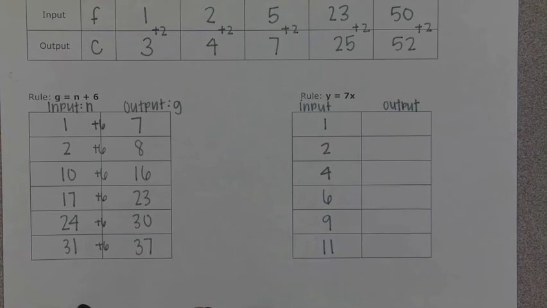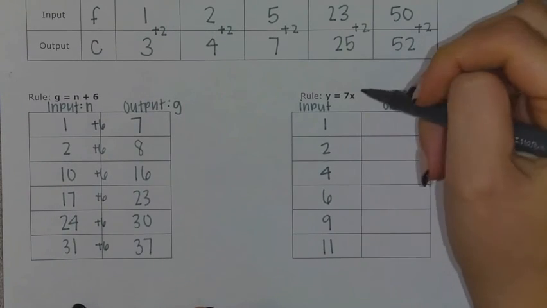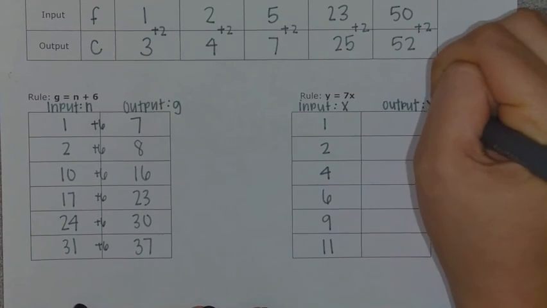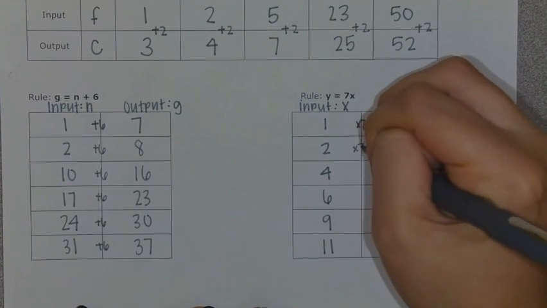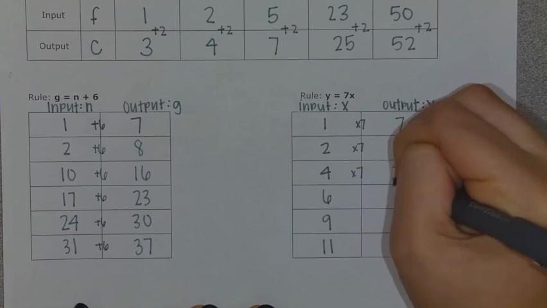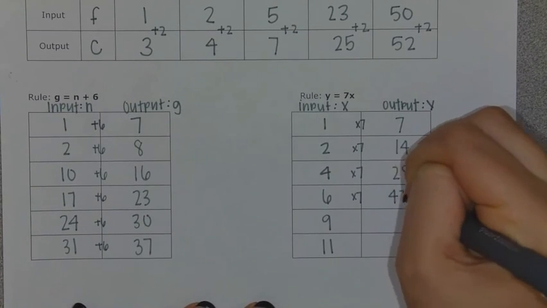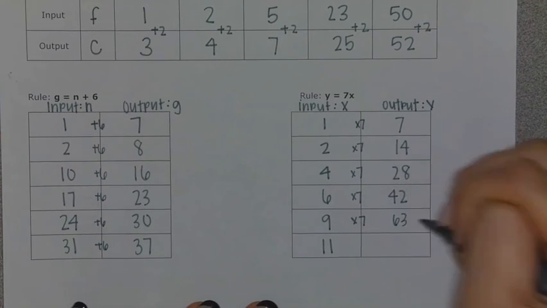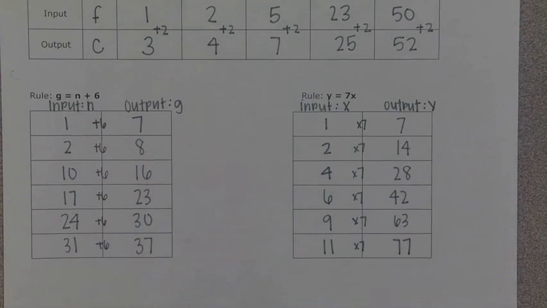All right, so we had our familiar variables of x and y. So remember, input is the one that's having something done to it, and x is getting multiplied by 7. So my input is x, my output is y. So 1 times 7 would give me 7. 2 times 7 will give me an output of 14. 4 times 7 is an output of 28. 6 times 7 is an output of 42. 9 times 7 is an output of 63. And 11 times 7 is an output of 77.